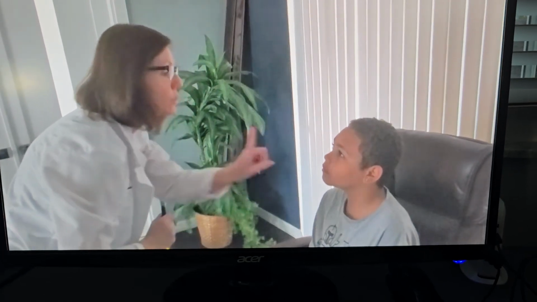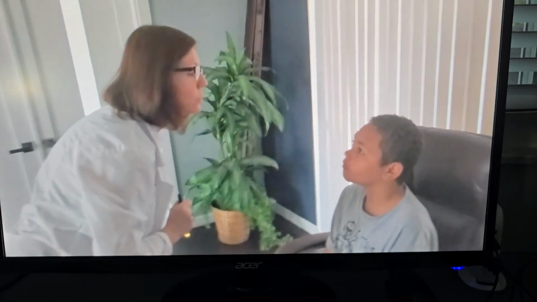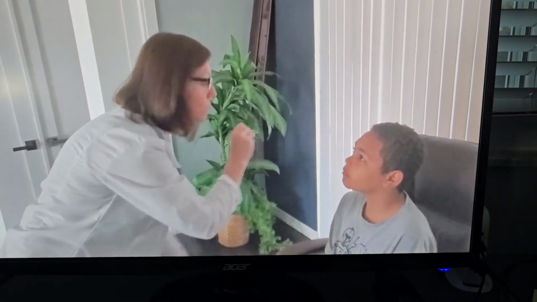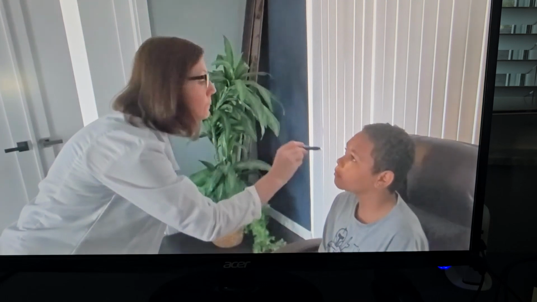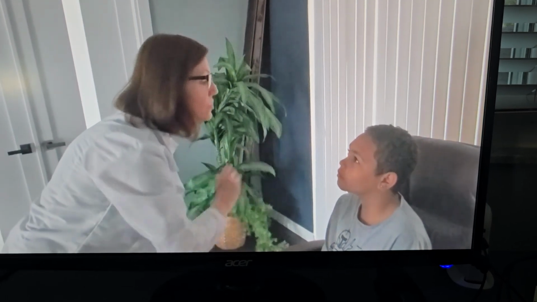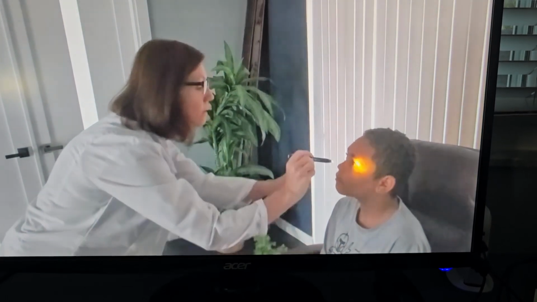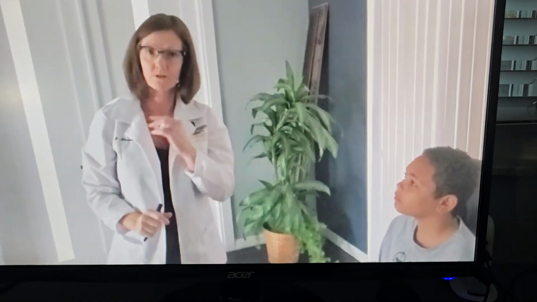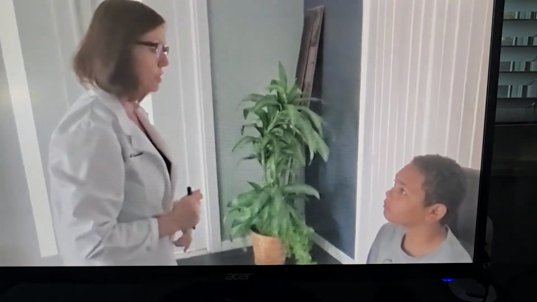Now I'm going to look for consensual relationship between the 2 eyes. I want to make sure he's neurologically intact. So keep looking at me. This eye constricts, and the right eye constricts. His eyes are working together, so they have a consensual relationship.